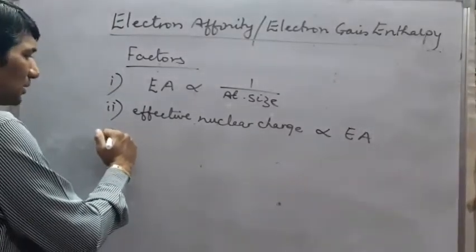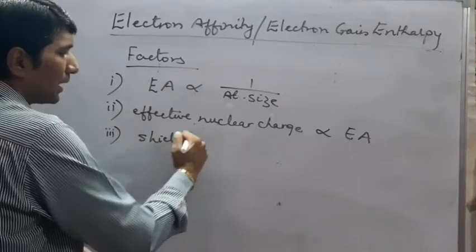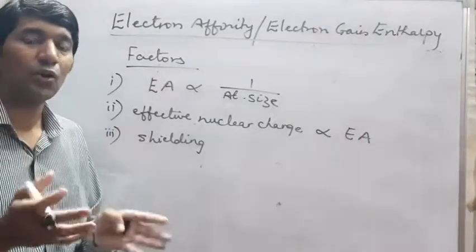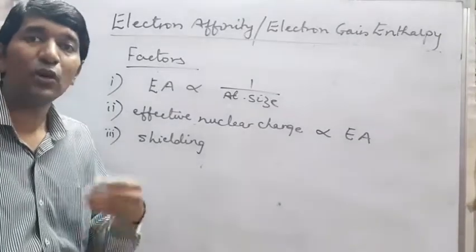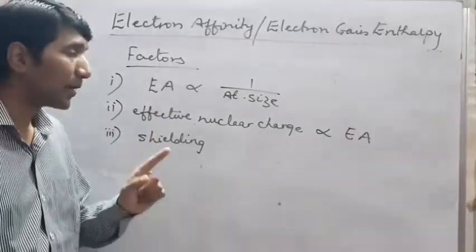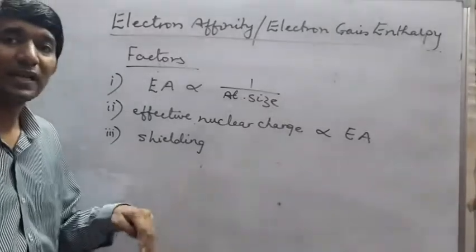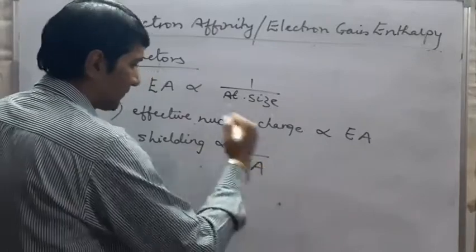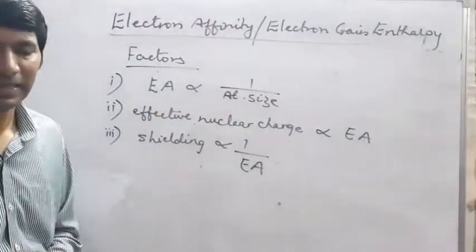Let's come to the third point, shielding. Of course, if there is a lot of shielding happening, the valence electron is already not under the influence of the nucleus. So adding one more electron will not help much, because the net Z effective of the nucleus will further shrink, because of which I will require more energy to add that electron. So if shielding is more, the value of EA will be less.